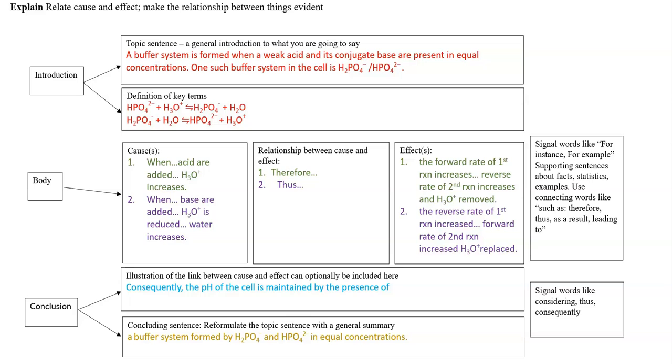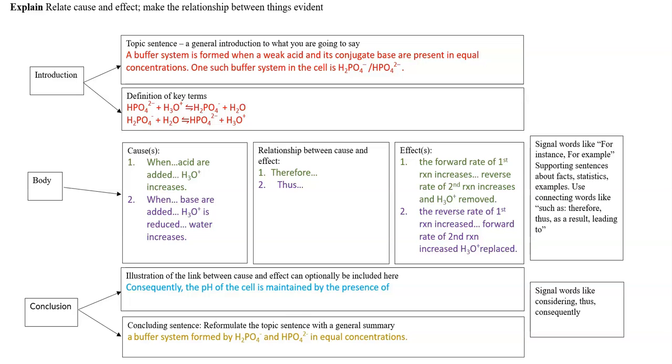Notice that the sample answer begins with a description of what a buffer actually is, and any relevant chemical equations should always be included as key terms. The body of the answer is then given over to an explanation of the key terms, an explanation of those reactions. In this case, we are explaining how the buffer system defined by the question resists changes in pH when acids and bases are added.